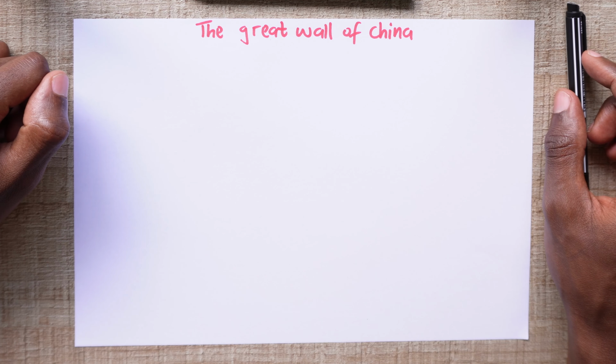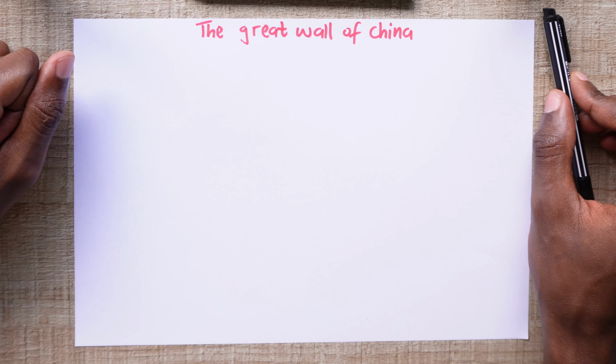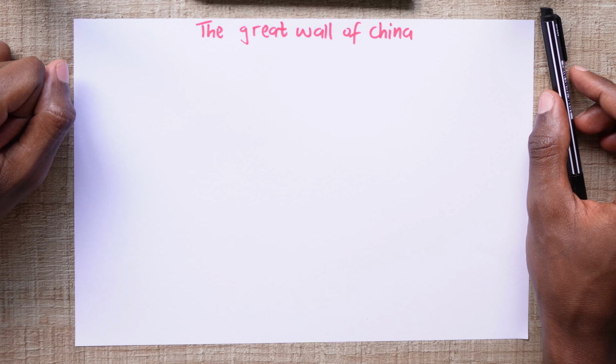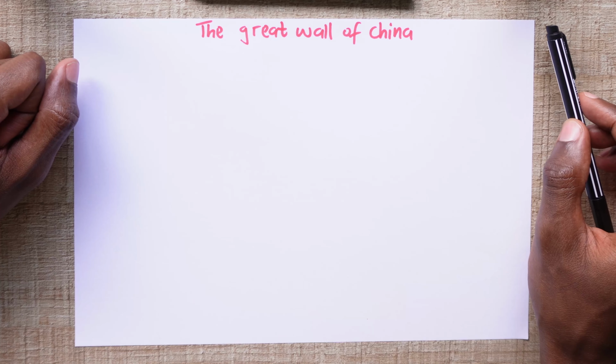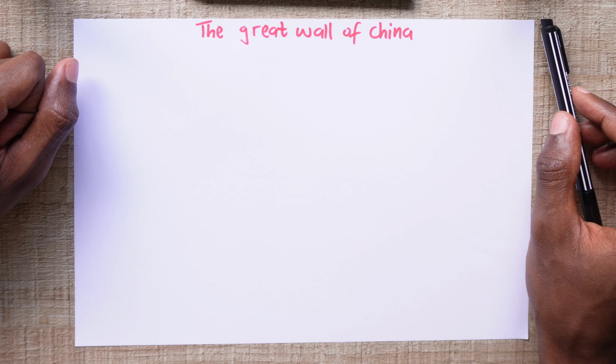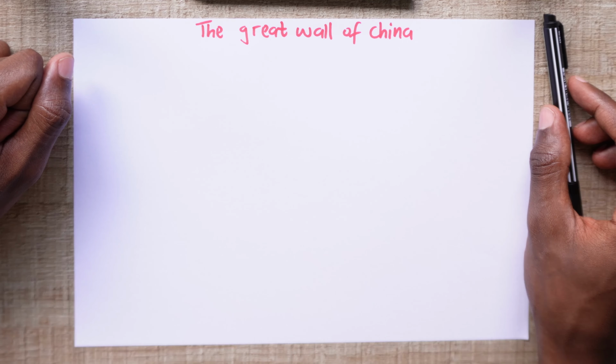There's this old myth that the Great Wall of China is the only human structure that's visible from the moon. So in this video, we are going to try to evaluate this claim by doing very simple calculations and try to demystify this myth. Okay, let's go.